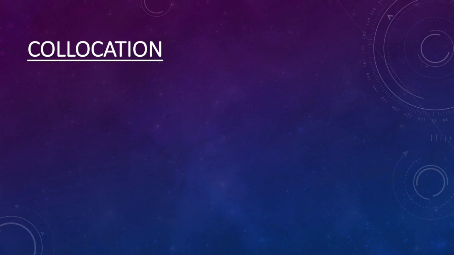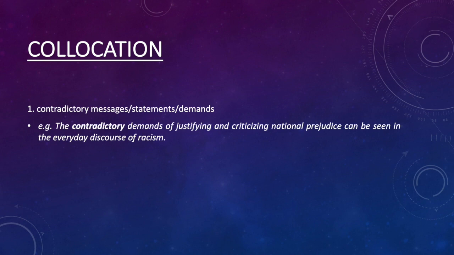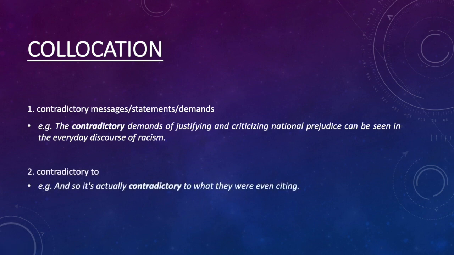And here are some collocations for the word contradictory. Firstly, we would use the word contradictory in front of messages, statements, or demands, like contradictory demands in this sentence here. Secondly, we would always say contradictory to something else, like here, for example.